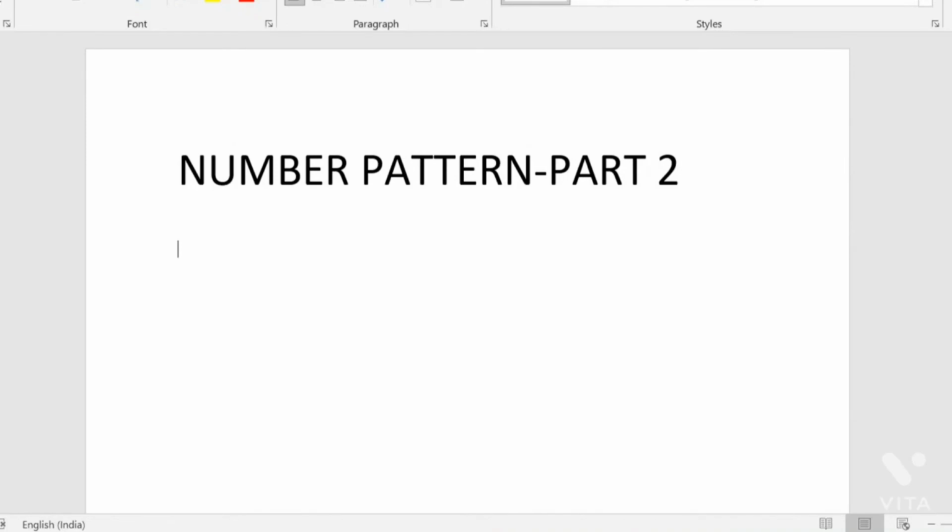Dear students, welcome to part 2 of number pattern under quantitative reasoning. In the first part we had seen 20 types of missing numbers in quantitative reasoning. In part 2 also we are going to see 20 more ways to find the missing number based on the given series of number pattern. Let us start now.